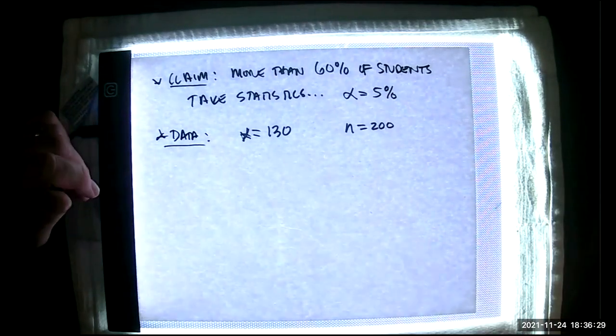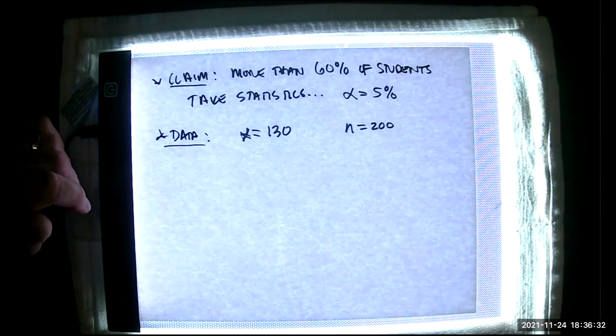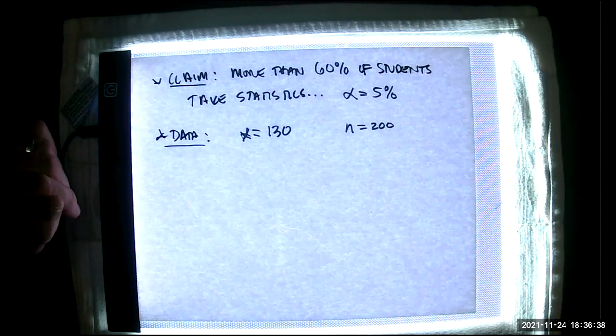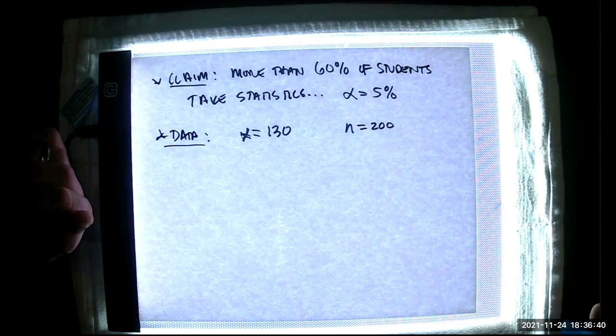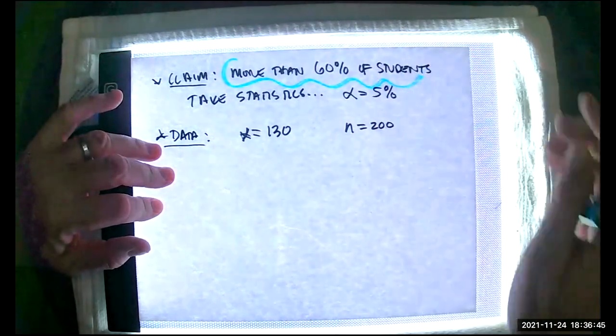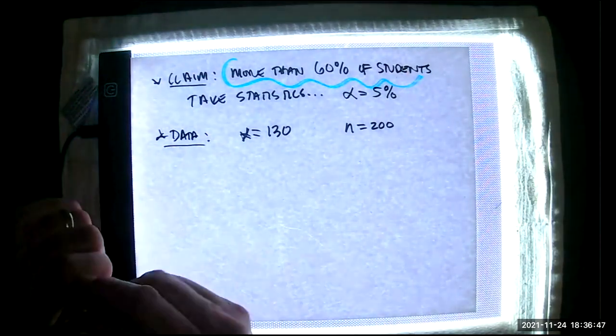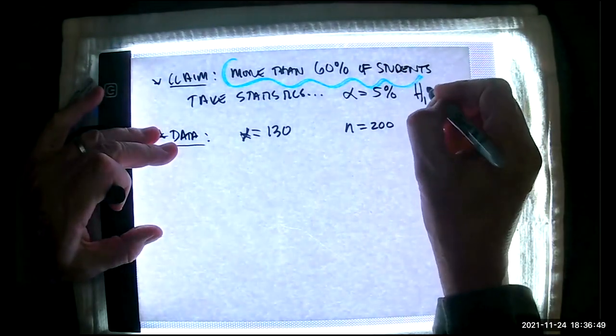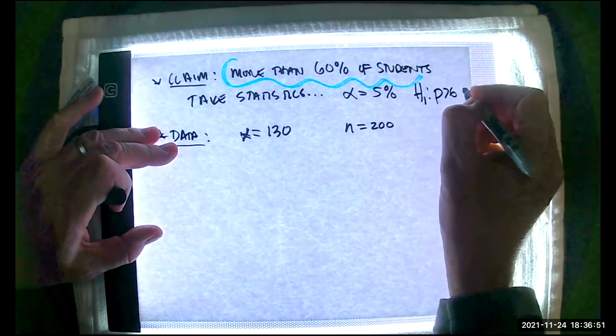How do we address the claim? You've seen me do this a number of times before, and remember, the keystrokes are also in your text and also on the Canvas course shell. So translate and identify first. More than 60%. That's an alternative hypothesis. p is greater than 60%.